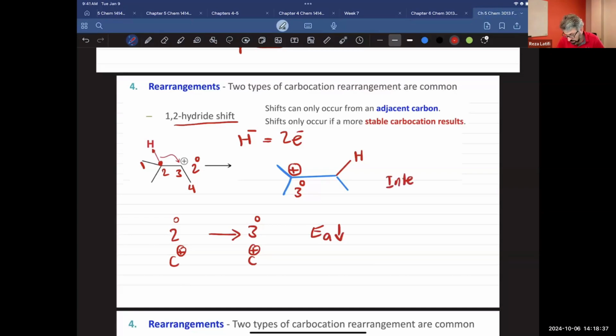more stable. Anything that makes the intermediate more stable will favor the chemical reaction. So if you can move hydrogen with 2 electrons, that we call hydride, to get a carbon cation closer to secondary or tertiary, then do it. The system will be happy, and that's going to happen.